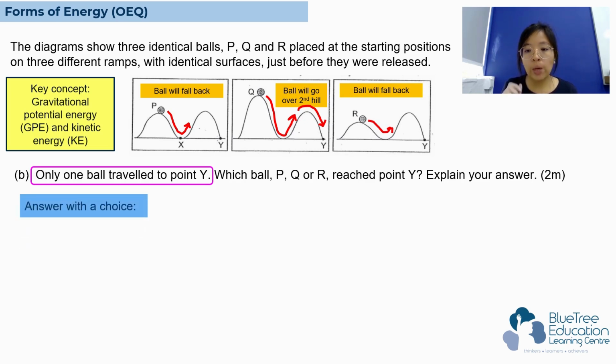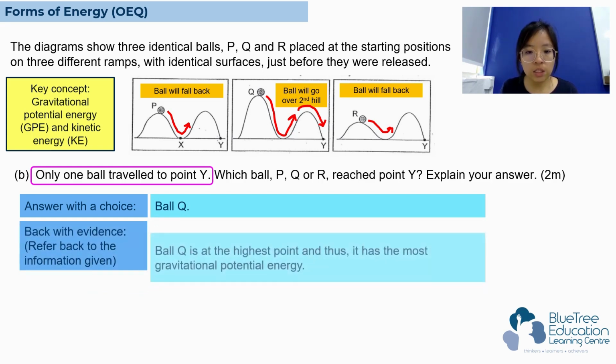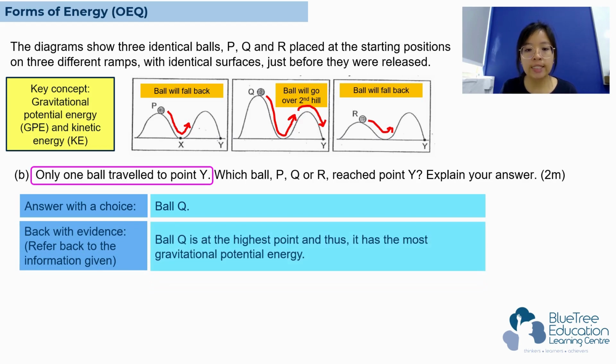So we need to answer with the ABC method. So we first answer with a choice, which is ball Q. Then we need to back up our answer with evidence from the question. Okay, so we see that ball Q is at the highest position and therefore it will have the most gravitational potential energy. And lastly, we need to confirm our concept.